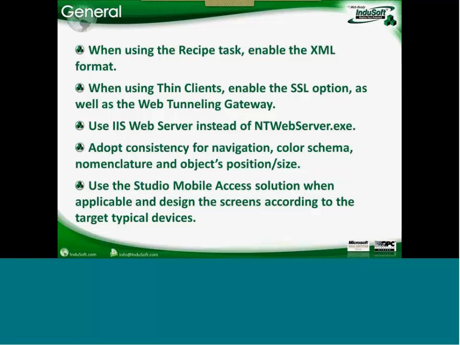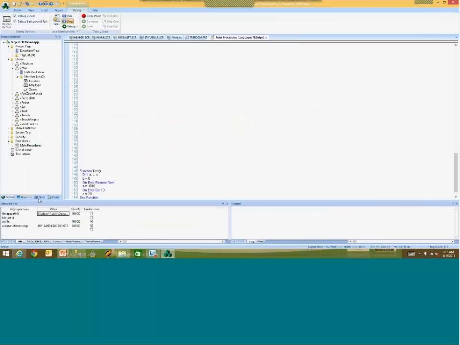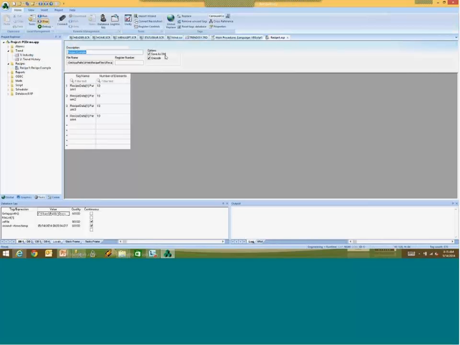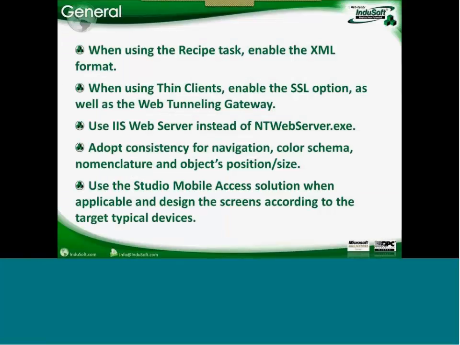When using the recipe tasks, I strongly recommend enabling XML. So if you go to Tasks under Recipes, you can enable the option Save as XML. It will give you much more flexibility to add members or remove members from the recipe, not breaking compatibility with previous versions of the application and files.